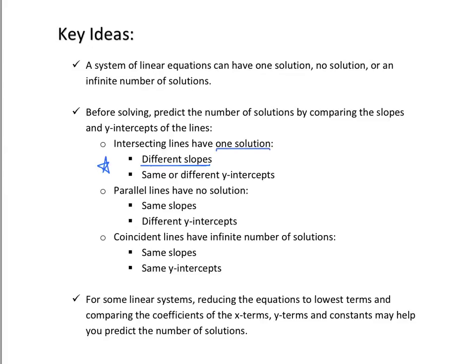If they're parallel lines, they will have no solution, and parallel lines have the same slopes, but they have to have different y-intercepts as well. And lastly, coincident lines have an infinite number of solutions because they are the same line, and their equations will have the same slopes and the same y-intercepts. For some linear systems, reducing the equations to lowest terms and comparing the coefficients of the x terms, y terms, and constants may help you predict the number of solutions without actually having to rearrange the equations into y equals form.